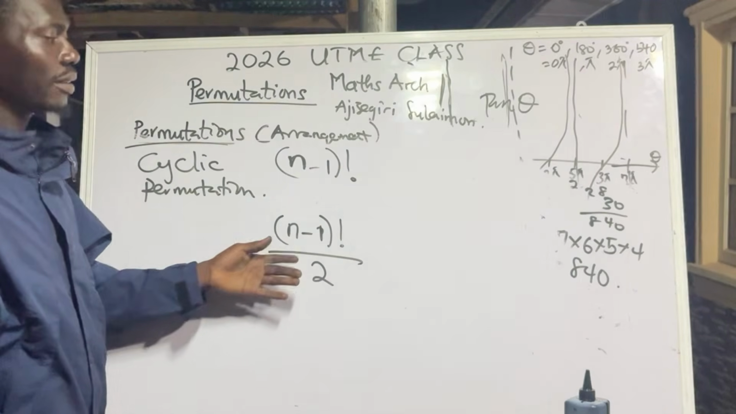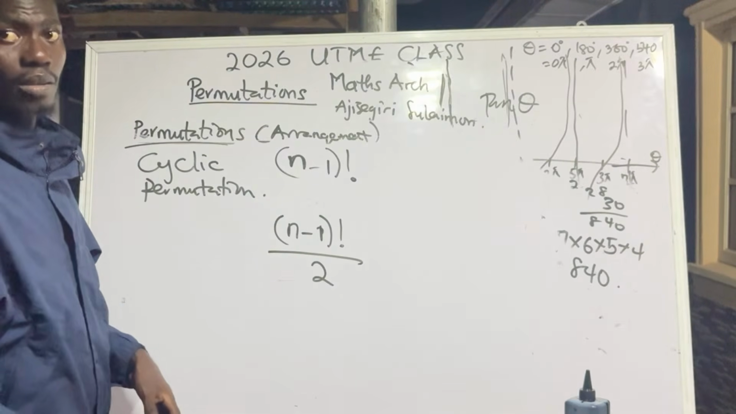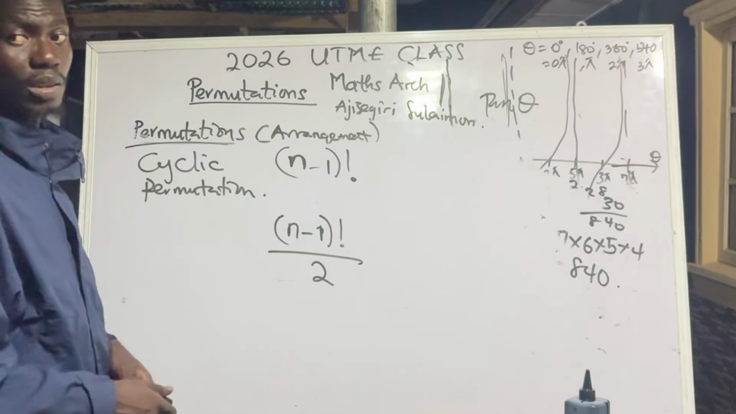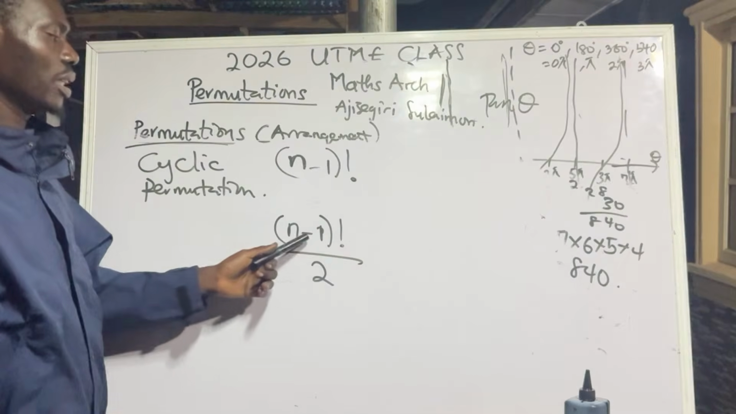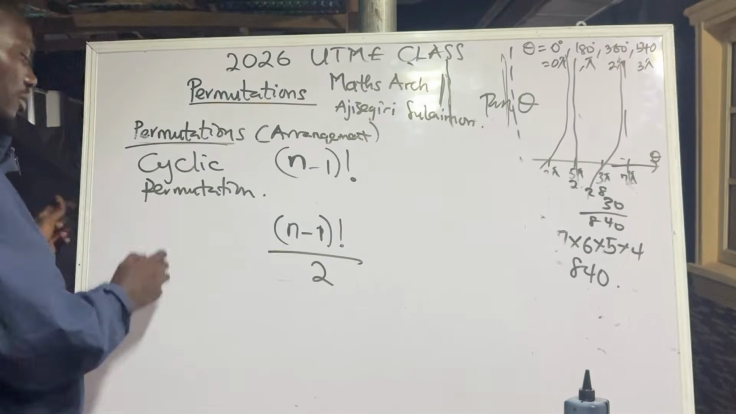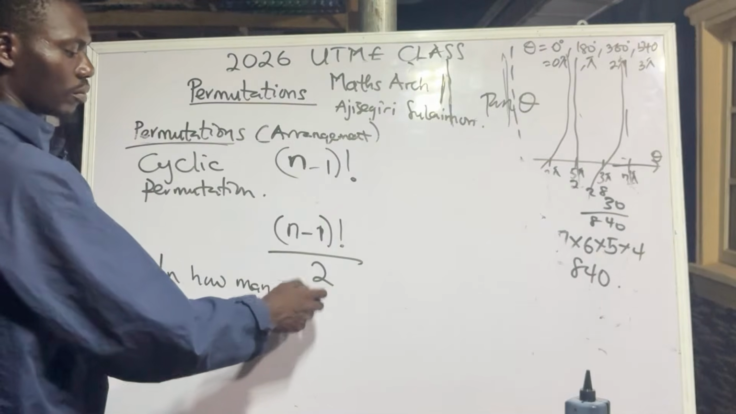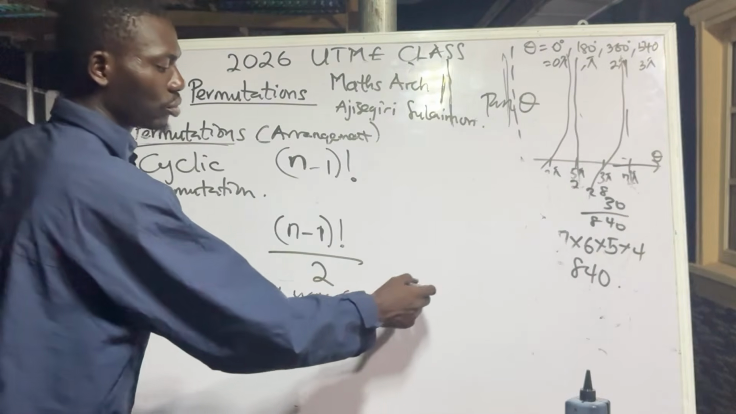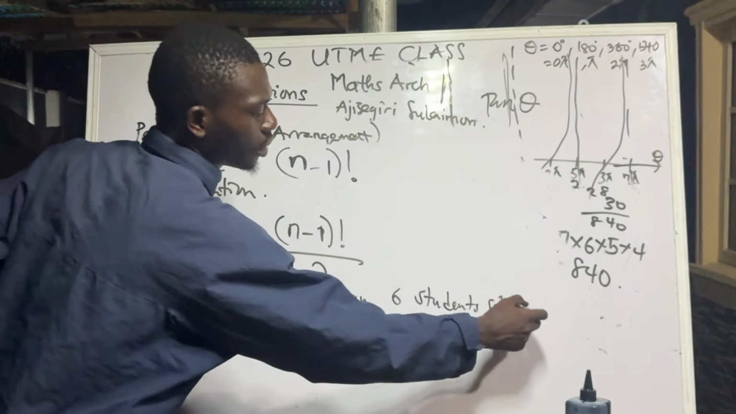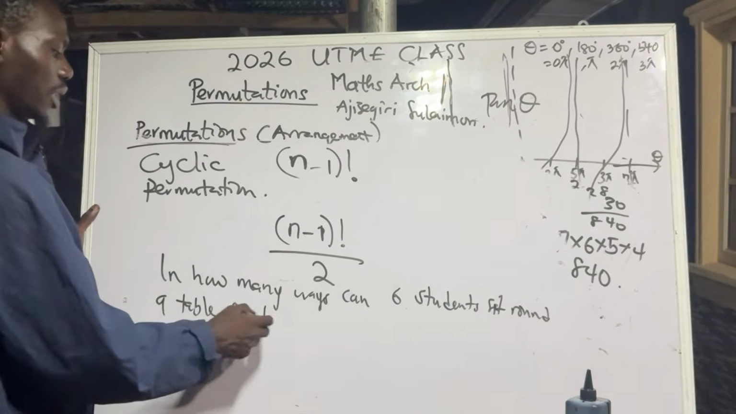So a good example is for turnable objects, just like beads, threading beads on a fishing line. Do you get that? The formula will be n minus 1 factorial over 2. So you can be asked that in how many ways can 6 students sit round a table for dinner?